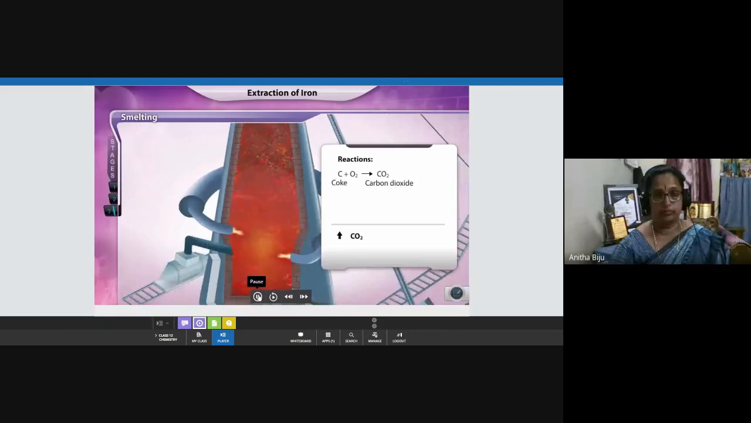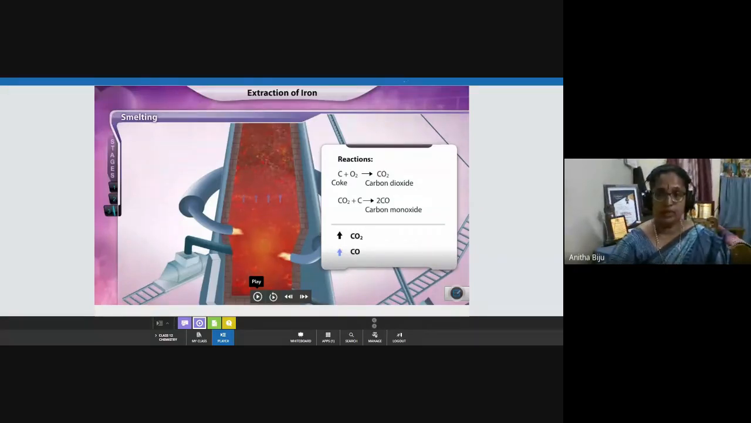The carbon dioxide formed moves up the furnace and reacts with more coke, thus getting reduced to carbon monoxide. This is the second equation that you have to note down. Carbon dioxide reacts with coke, forming another compound, carbon monoxide: CO2 plus C giving 2CO. Remember the equation. This particular reaction takes place in the second zone and it is called the fusion zone.